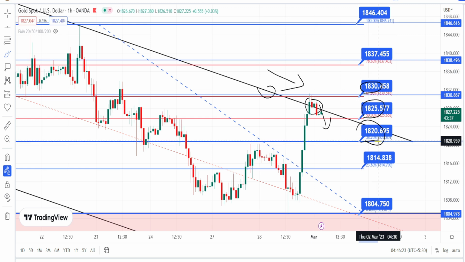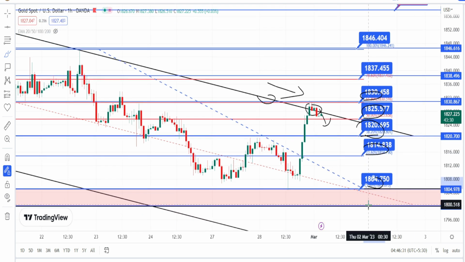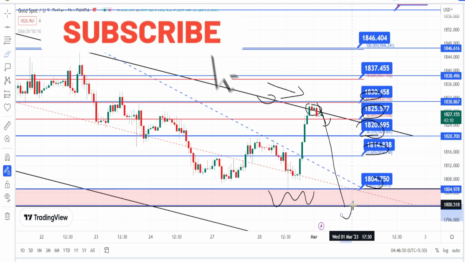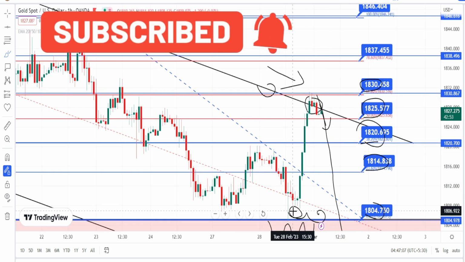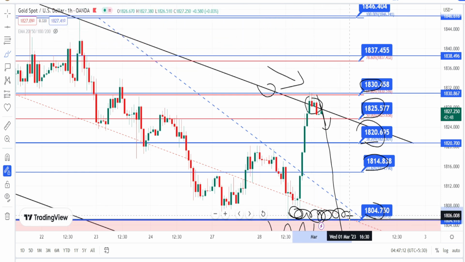And once this support is broken, next level of support is going to be around 1814 and 1804, and the range between 1804 to 1800 is going to be acting as a very strong support zone, and only when the price action breaks this support zone we can expect the bearish trend to continue. Till this level, it will be only considered as a retracement on the bearish side.